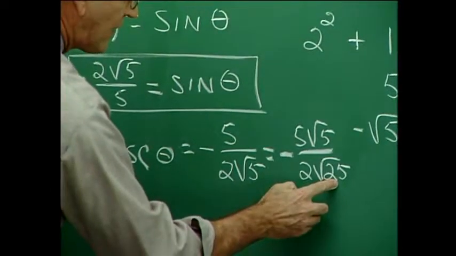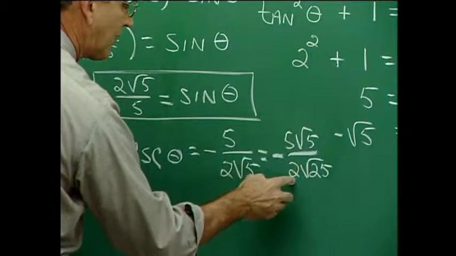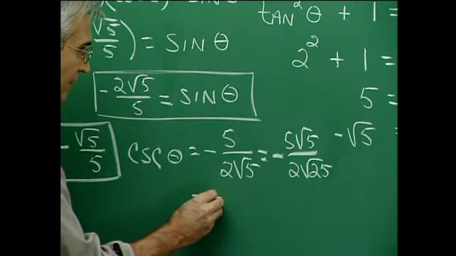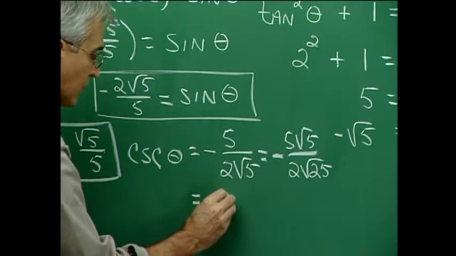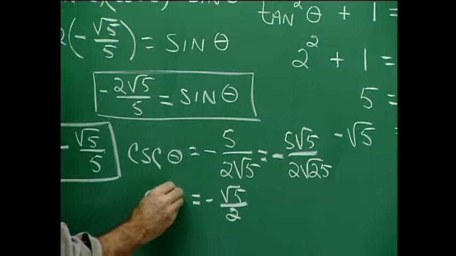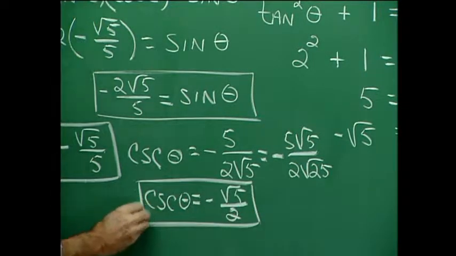Now this becomes 5, and this 5 cancels with that 5, so we have the square root of 5 over 2, and it, of course, is negative. So it's the negative square root of 5 over 2 for cosecant theta. And now I have all of the ratios using identities.